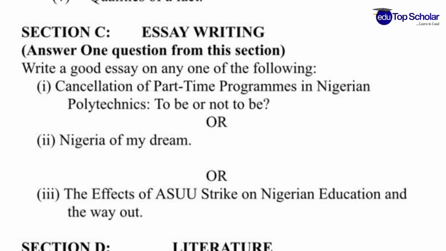So, if you have three effects, you have three items to discuss as effect of ASU strike on Nigerian education, then you have three paragraphs already. Then, if you have three suggestions for way out, then you have another three paragraphs, making six paragraphs. So, in that kind of essay, you are going to have about eight paragraphs, including the introductory paragraph and the concluding paragraph. So, with that, you can have a very good essay.